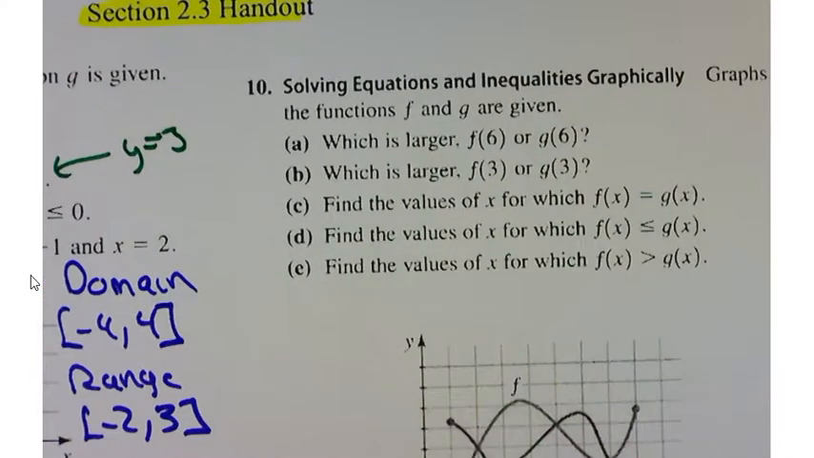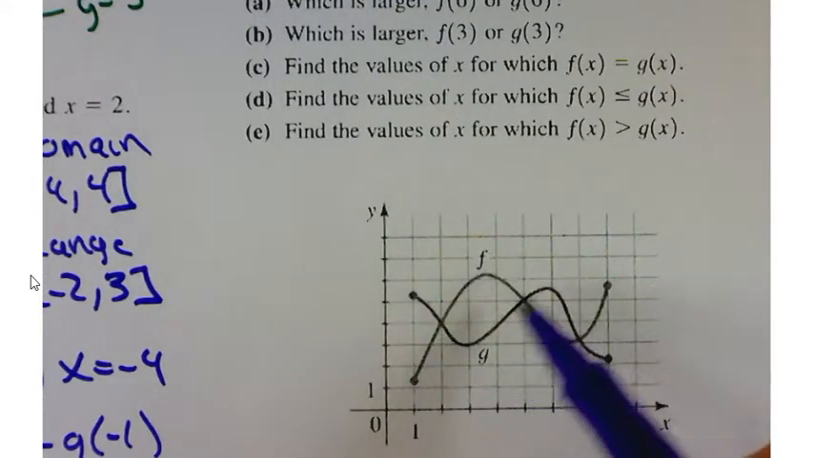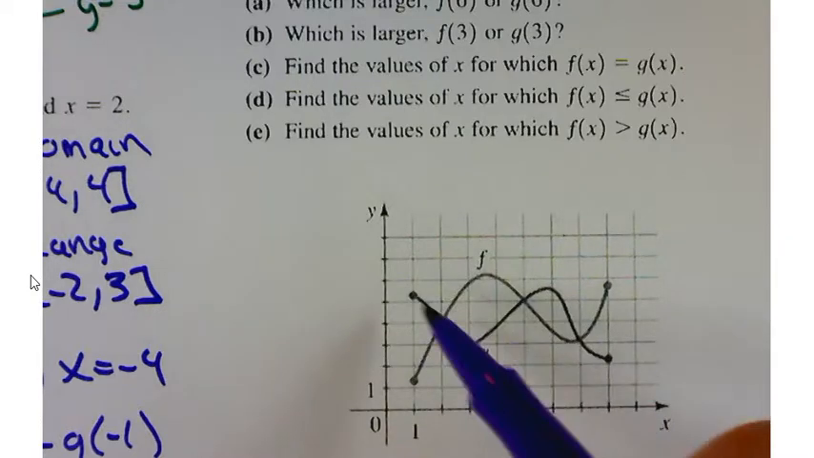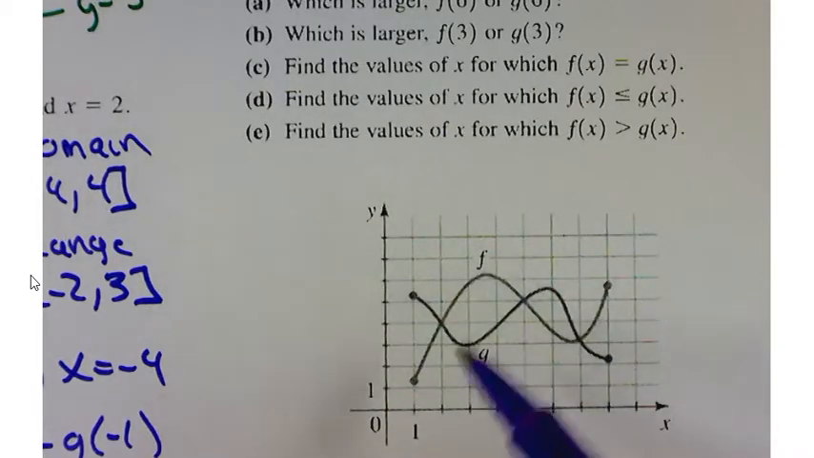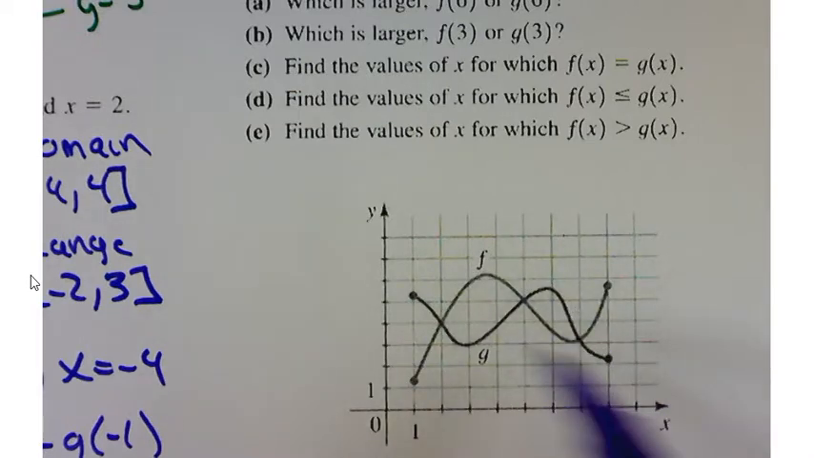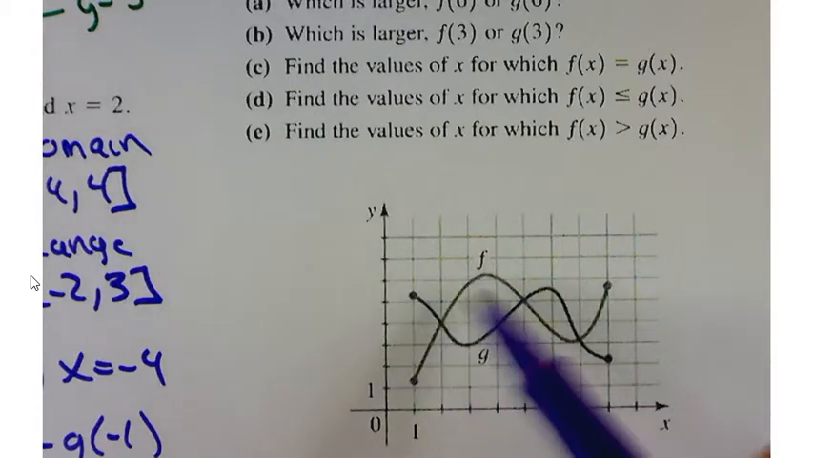Let's start problem number 10. This time we've got two graphs, g of x and f of x. And the first question is, which is larger, f of 6 or g of 6? Yeah, if we look at our graph here, this is the graph for g. And, well, which one's larger, f of 6 or g of 6? Let's see. Did I miss in that one? Looks like f of 6 to me, right? Yeah, f of 6.